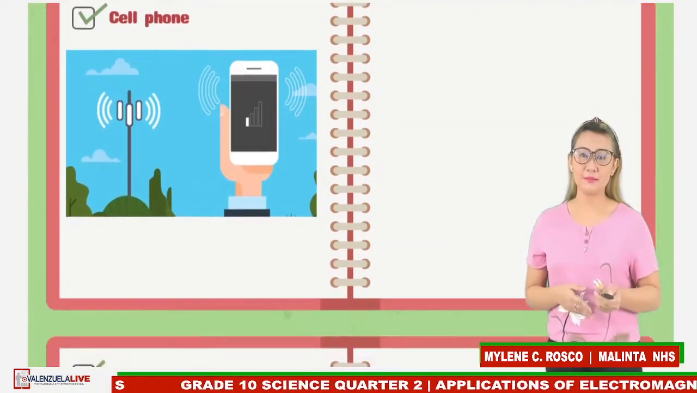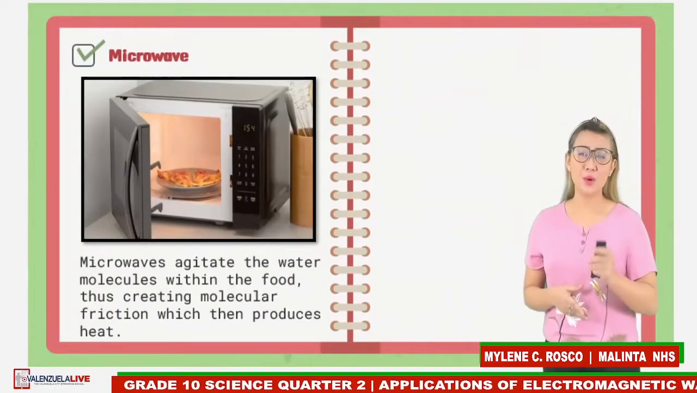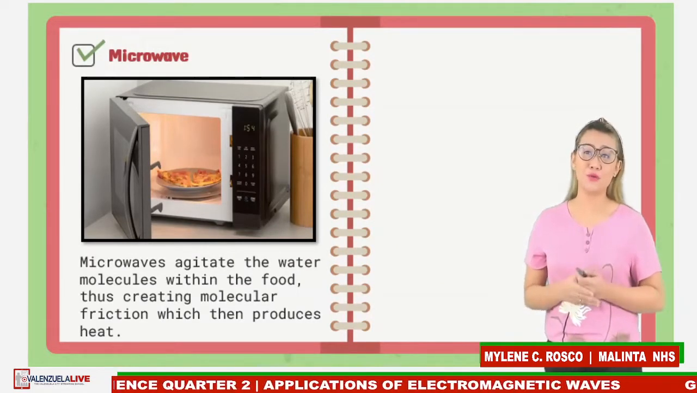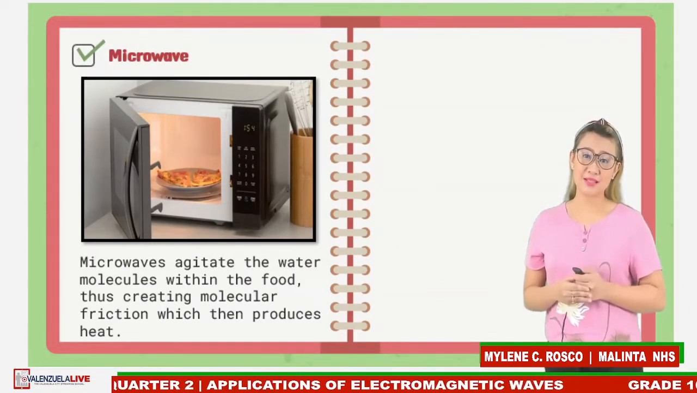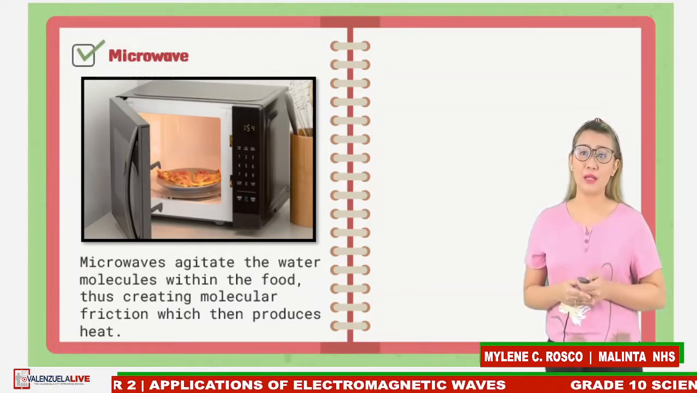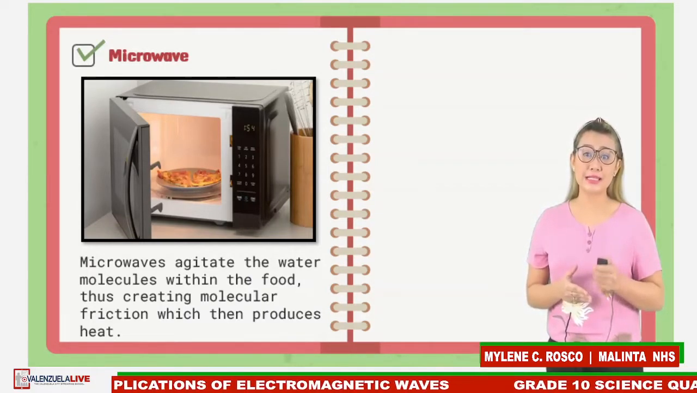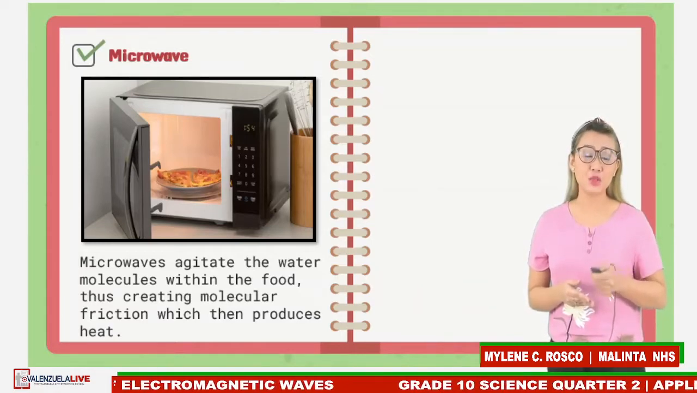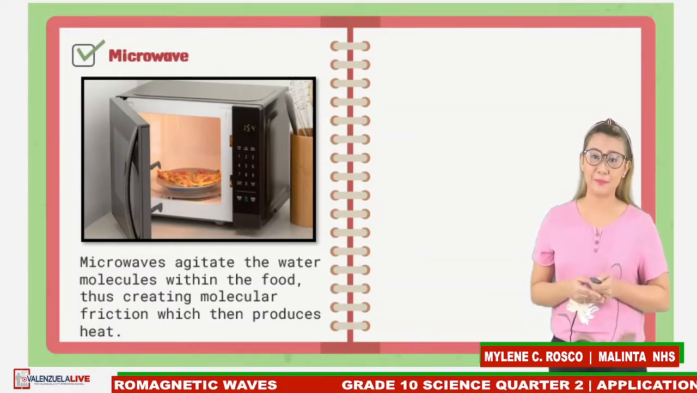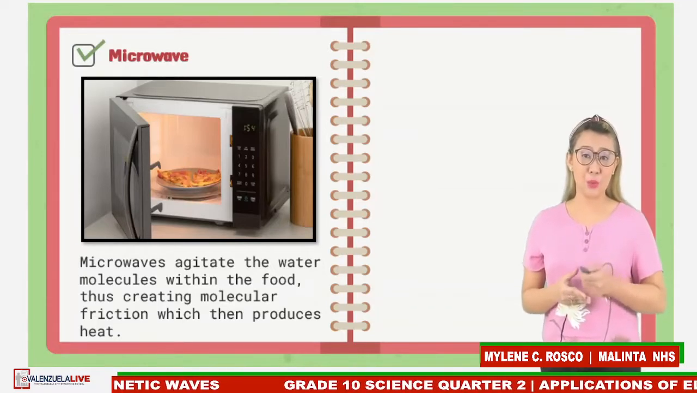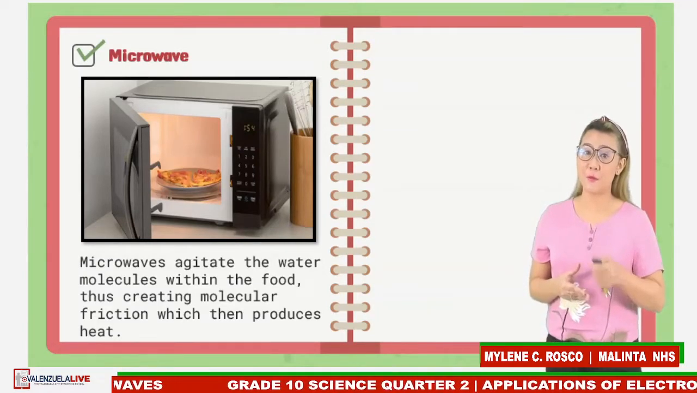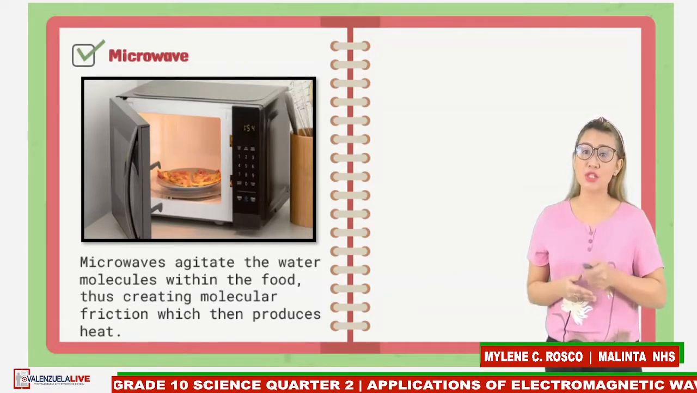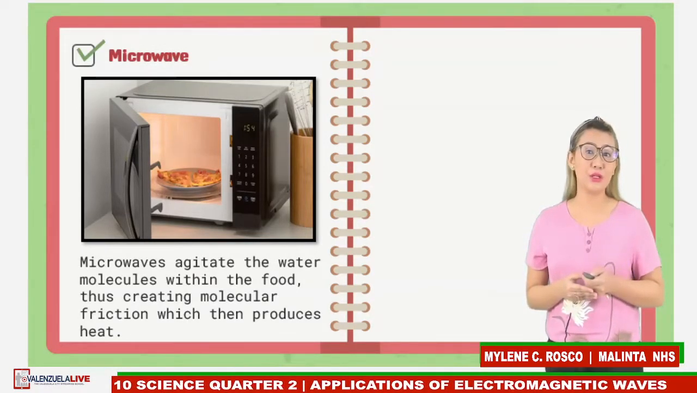And of course, the most obvious application of microwaves is the microwave oven. So how does it work? Well, in a microwave oven, the food absorbs certain microwave frequencies. The microwaves penetrate the food being heated. It will agitate the water molecules within the food, thus creating molecular friction, which then produces heat that will cook it.